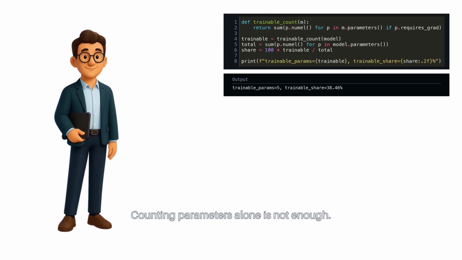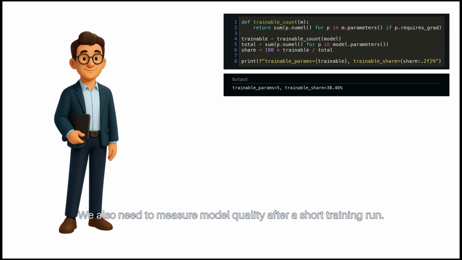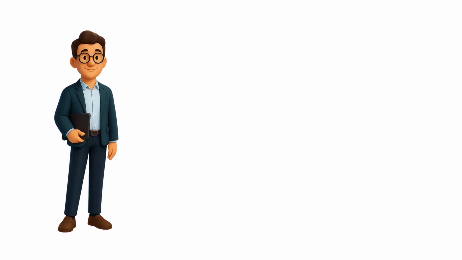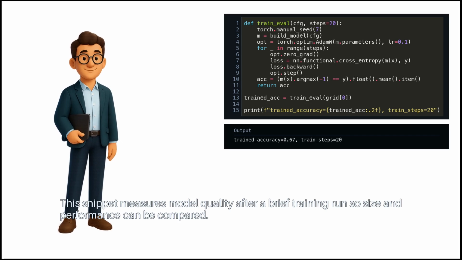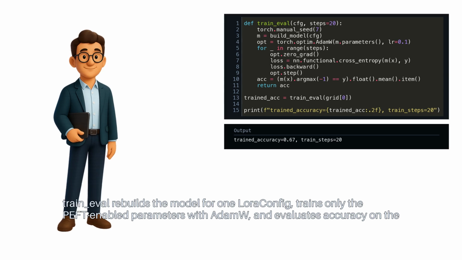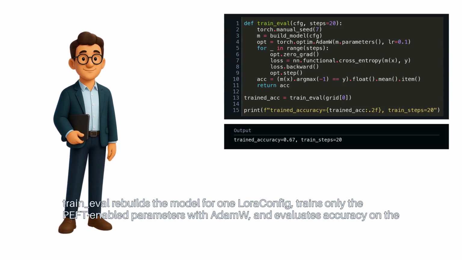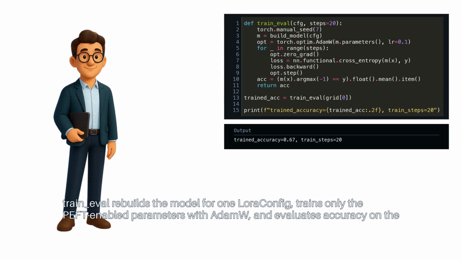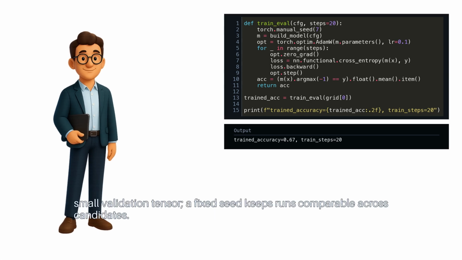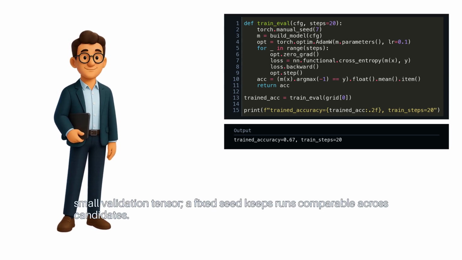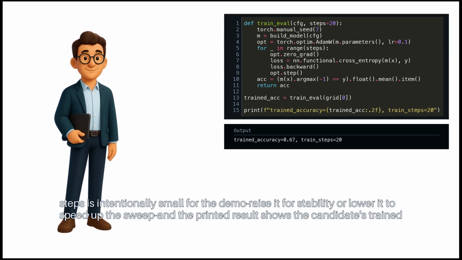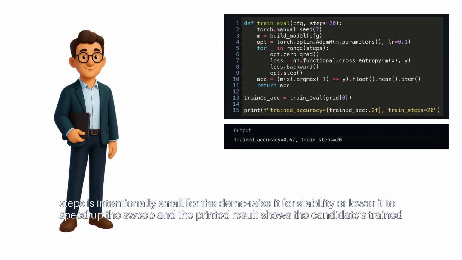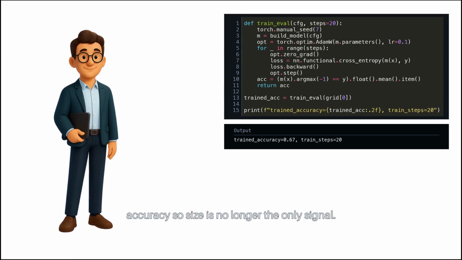Counting parameters alone is not enough. We also need to measure model quality after a short training run. This snippet measures model quality after a brief training run so size and performance can be compared. Train_eval rebuilds the model for one LoraConfig, trains only the PEFT-enabled parameters with AdamW, and evaluates accuracy on the small validation tensor. A fixed seed keeps runs comparable across candidates. Steps is intentionally small for the demo. Raise it for stability, or lower it to speed up the sweep. And the printed result shows the candidate's trained accuracy, so size is no longer the only signal.